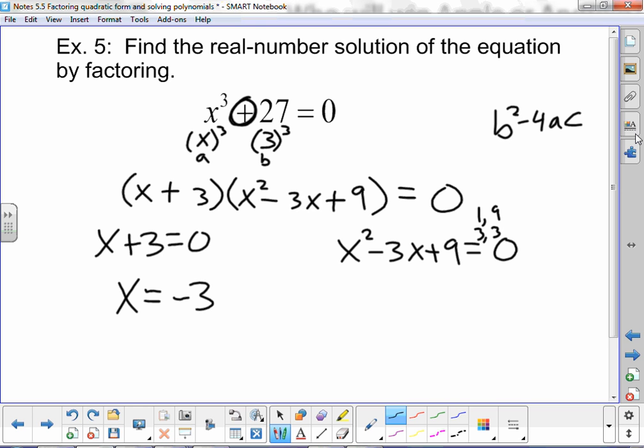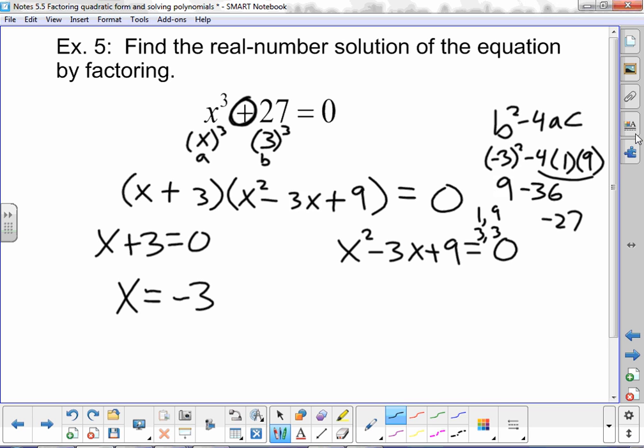So b squared minus 4ac. Your b is a -3, squared, minus 4. Your a is a 1. Your c is a 9. So looking at that, I can already tell this part's going to be bigger, and you're subtracting. So 9 minus 4 times 9, 9, 18, 27, 36. And that is a negative 27.